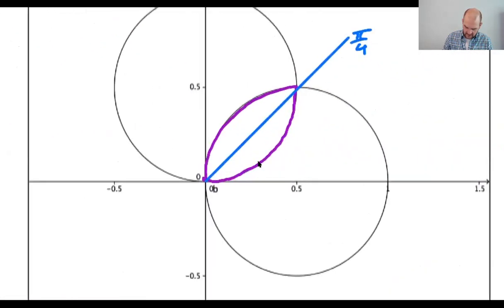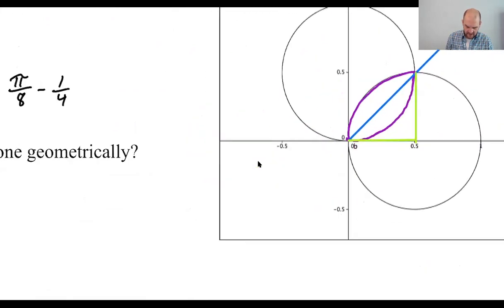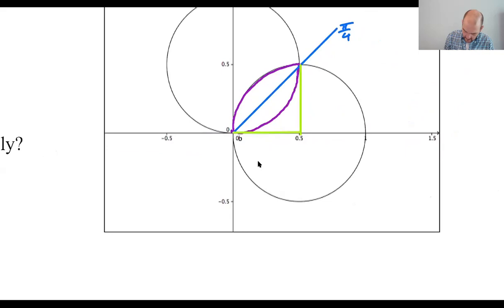So geometrically, I'm going to do the thing where I do half of it and double it, like a triangle. This triangle has a base of 1/2 and a height of 1/2.